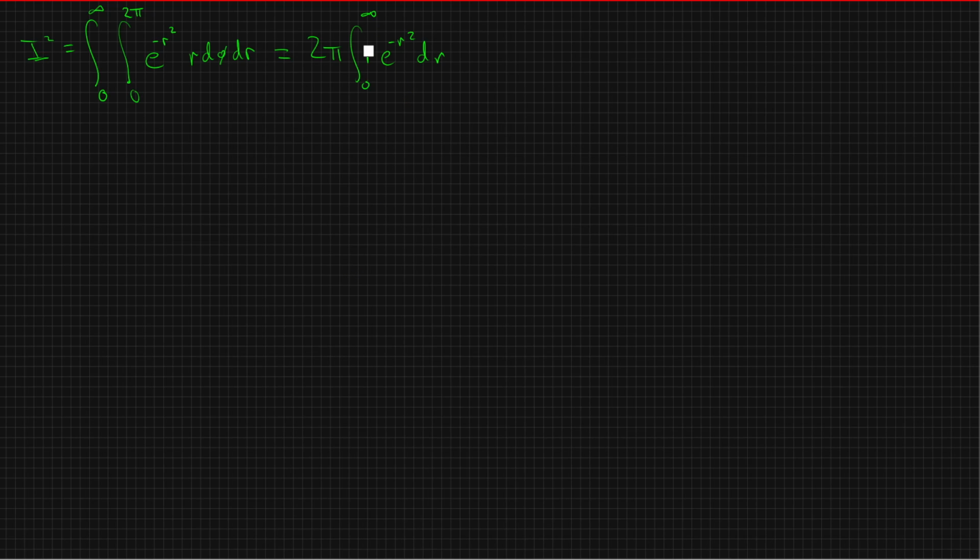So if this was just e to the minus r squared, we might be a little lost because there's no nice way to integrate that on its own. But we've got an r here because of this measure right here. Take 2 into the integral. What do you mean? You mean like take it from minus infinity to plus infinity and absorb the 2?